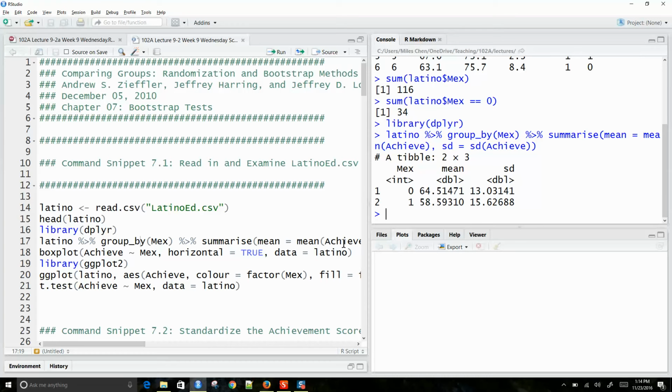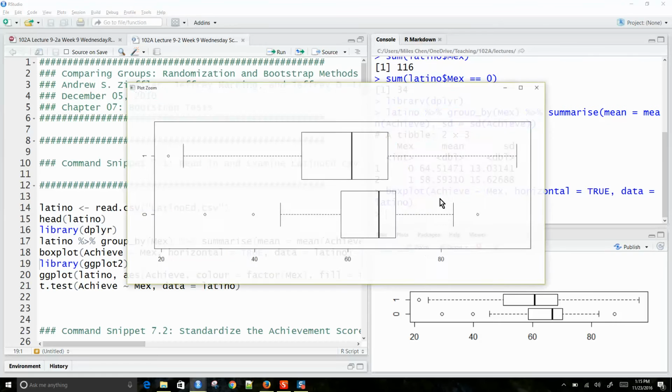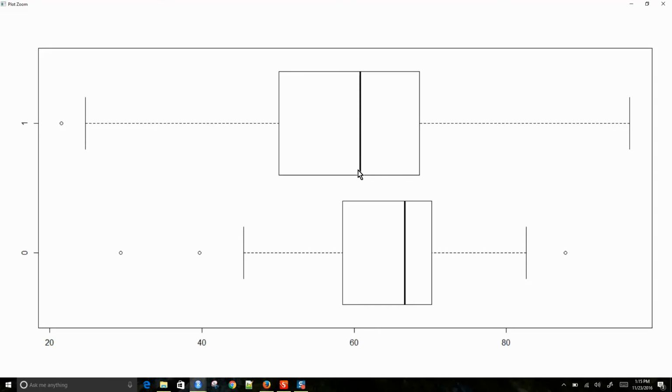All right, and so we can also take a look at a few graphs to give us a better picture of what the data shows, okay? So I can just do a box plot, and you can do achievement as a formula based on whether someone is from Mexico or not. Okay, and we'll do horizontal equals true, data being our Latino education data set. Okay, and so we see this is the median achievement level, at least in our sample, for those coming from Mexico versus those who did not come from Mexico, and this is what we have, okay? So it's important to note that we only had 34 people in the not from Mexico group and 116 people from the Mexico group, okay?